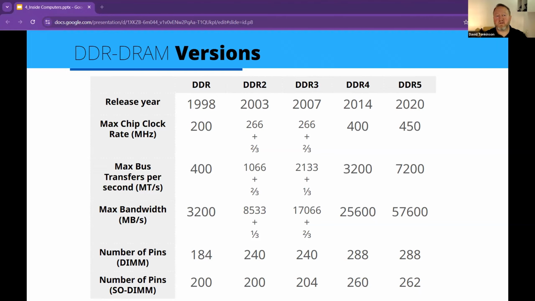You can imagine you can't put a DDR2 into a DDR5 slot, because the physical number of pins that you're trying to connect is different. So it simply will not link up. Any questions about DDR and DRAM versions? Okay, well, pretty good then.